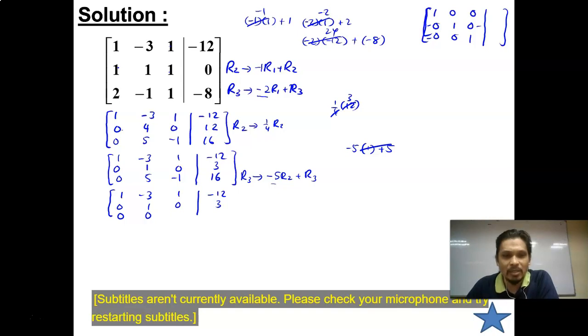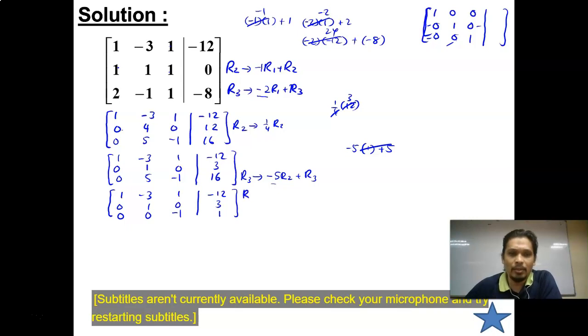Negative 5 times 0 is 0, plus negative 1, gives negative 1. Negative 5 times 3 is negative 15. Negative 15 plus R3's 16 is 1. Okay, so as you see here now, we already get the 1 in the first position and the 1 in the second. Let's focus on this one here to get 0.